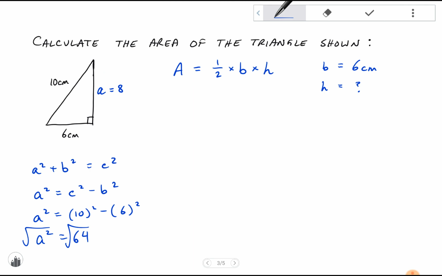So we did that off to the side to get a equals 8. And we just relabeled this. A is h. A is the height of the triangle right here. So now we can put that in as our answer. H equals 8 centimeters. And now we can put those into our area equation. So the area for this triangle is 1/2 times the base, which is 6 centimeters, times the height, which is 8 centimeters, which we just found using Pythagorean theorem. And if we work that out, 1/2 times 6 times 8, that's 24 square centimeters. So the area of this triangle is 24 square centimeters.